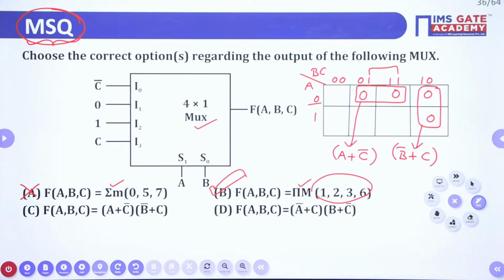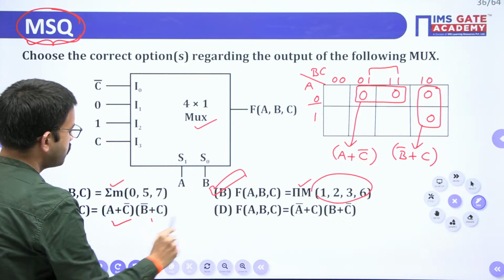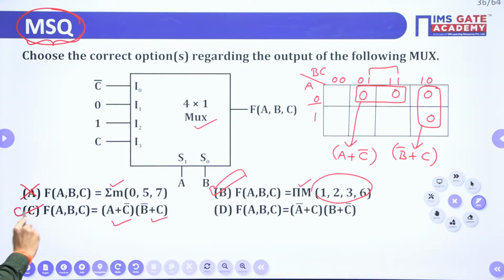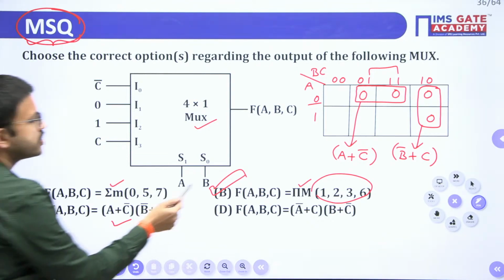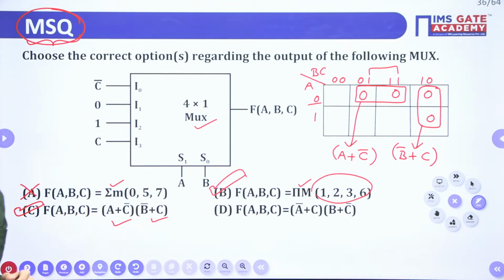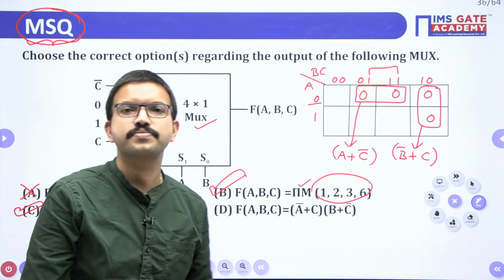So which option is correct? A plus C bar and B bar plus C. So option C is correct. For this question, 2 choices are correct, option B and option C.